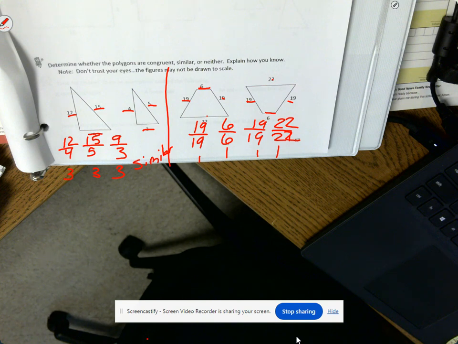Hold on. Is that similar? No. What is it? Congruent. So I guess it wasn't neither. It's not a neither. It is congruent. The neither means it's not congruent or similar. If it's neither one of those, you put neither. Okay. So this one, all our numbers were actually identical. They all were 1, so I know it is congruent.